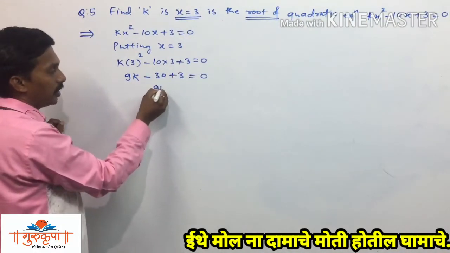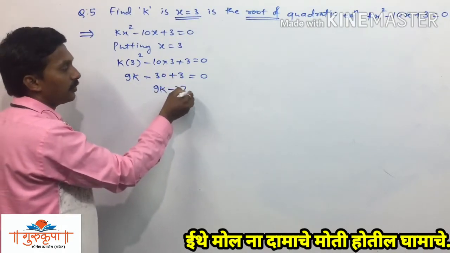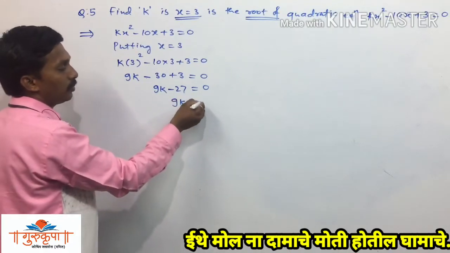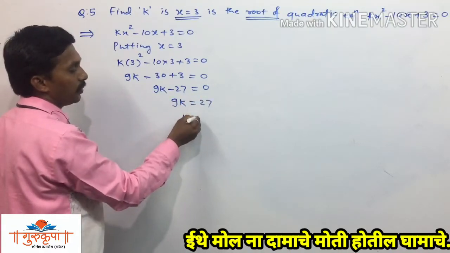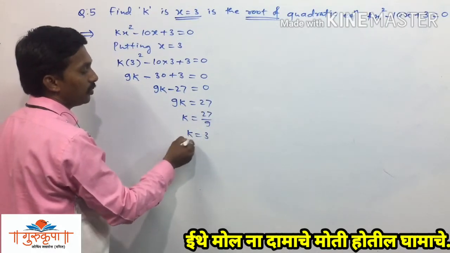This is 9k minus 30 plus 3, it is minus 27 is equal to 0, and 9k is equal to 27. So we have k is equal to 27 divided by 9, that is k is equal to 3.